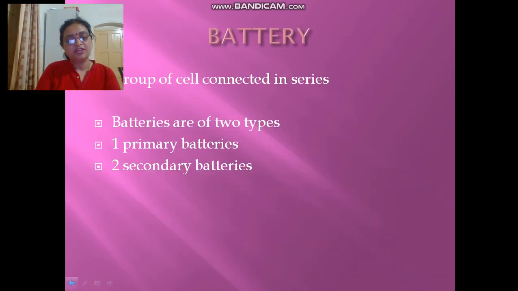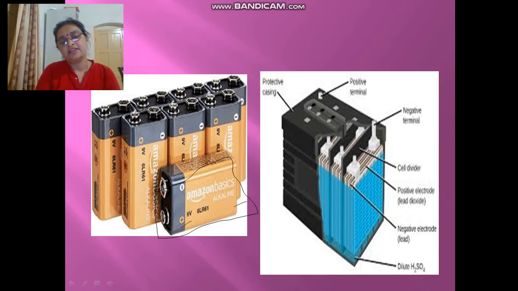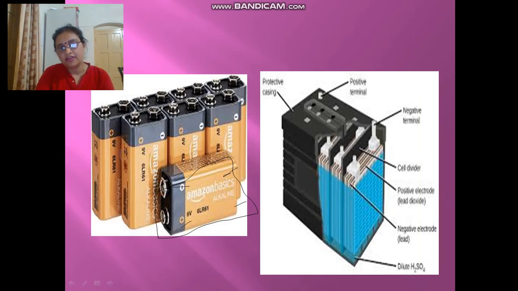If we see the first image, it has two cells connected in series. This is a battery. Here the positive terminal is there and here is the negative. So the two terminals, positive and negative, are here, and this is a battery. Next is another battery image.